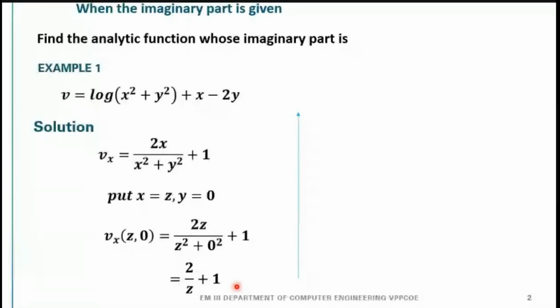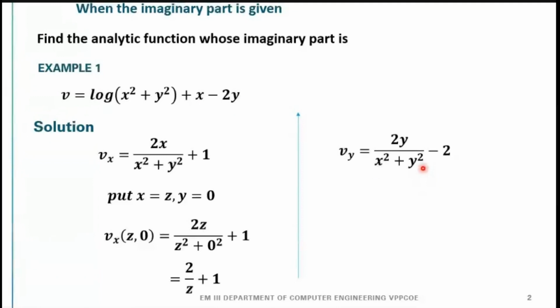In a similar way, calculate vy. That is differentiating the given function partially with respect to y. So now we have to differentiate with respect to y, so we will get vy is equal to, again log derivative is 1 upon, derivative of x square plus y square is 2y, x derivative will become 0, and minus 2y derivative will become minus 2. So I will write vy is equal to, log is 1 upon, derivative of x square plus y square is 2y, x derivative is 0, and minus 2y derivative is minus 2.